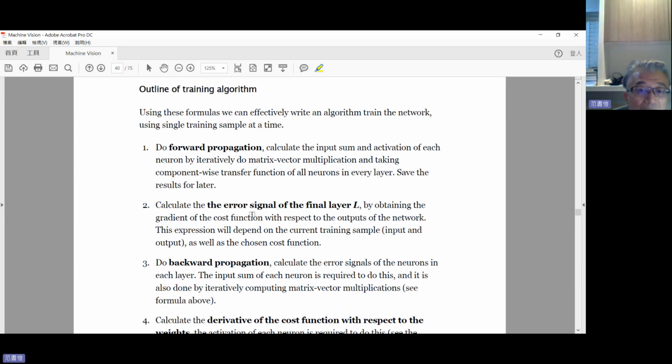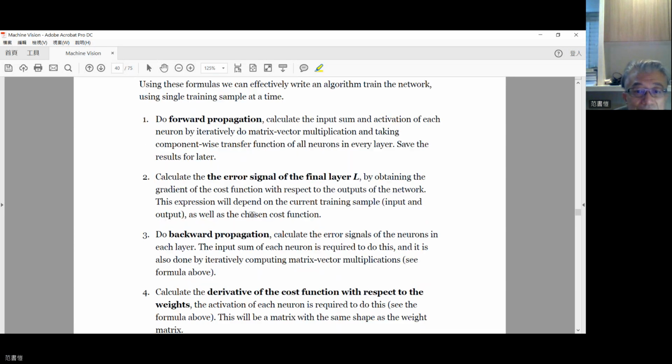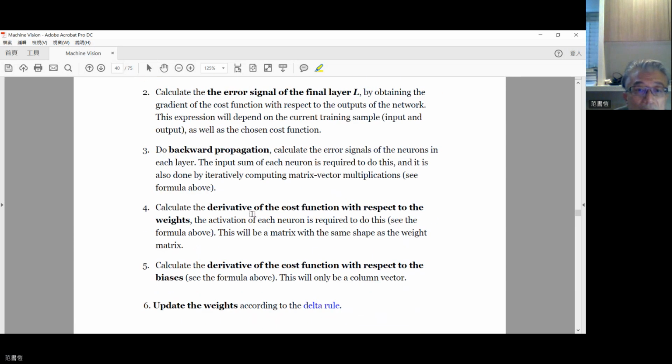Then this is backpropagation, and we calculate the derivative of the cost function with respect to the weight. The derivative of the activation function for each neuron is required, so you need to specify what kind of activation function you utilize, like a sigmoid or a hyperbolic tangent. Their derivatives are well known in advance.